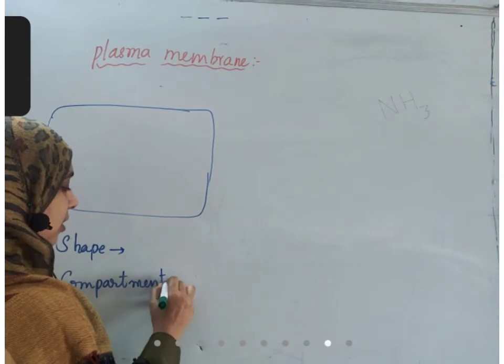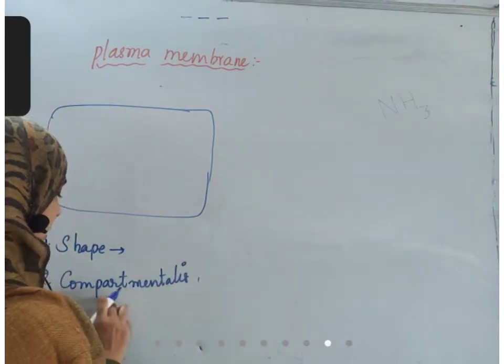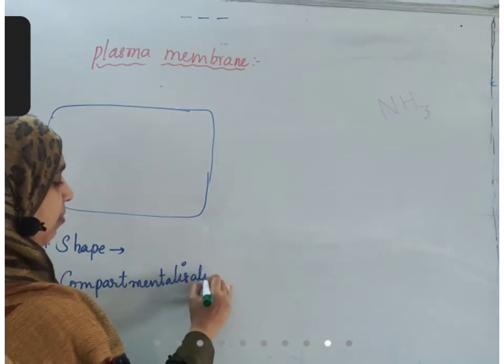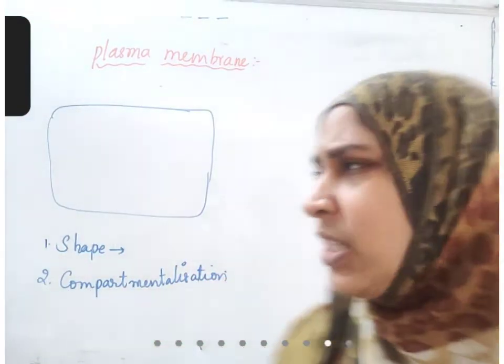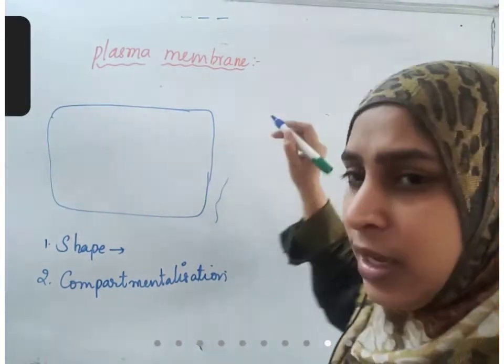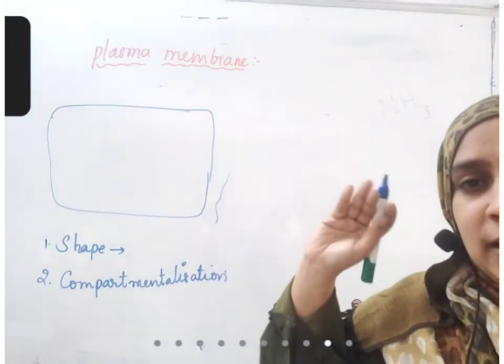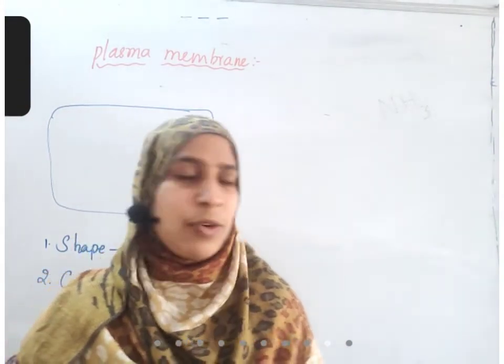Compartmentalization. That means it acts as a mechanical barrier between the other things. Sometimes there may be any tissue fluid here or there may be another cell here. So it separates the functions of whatever is happening inside one cell from the outer environment.